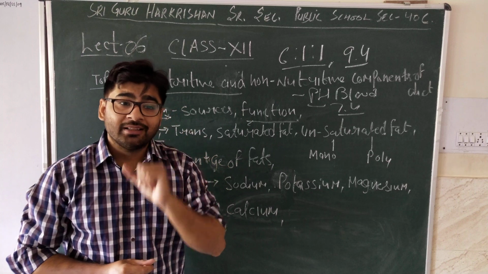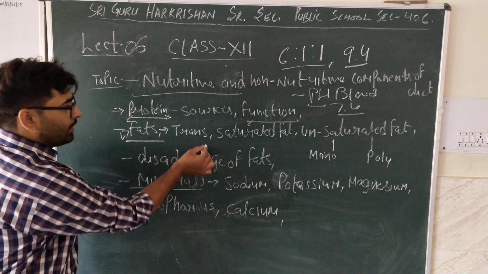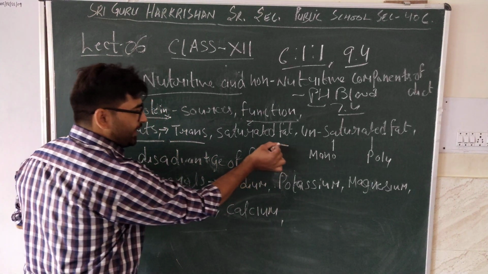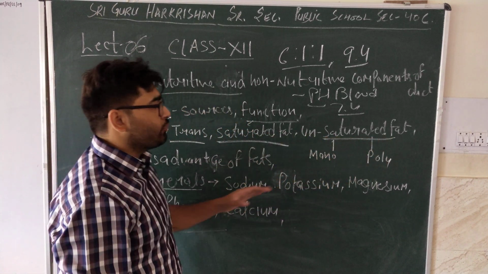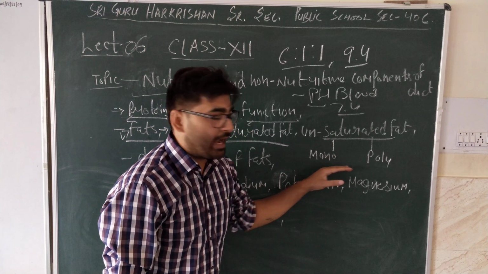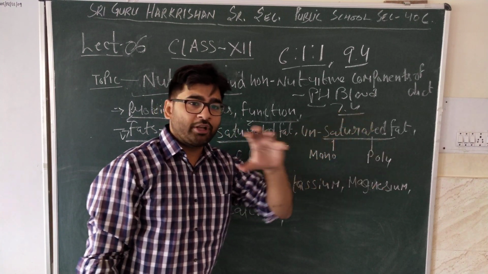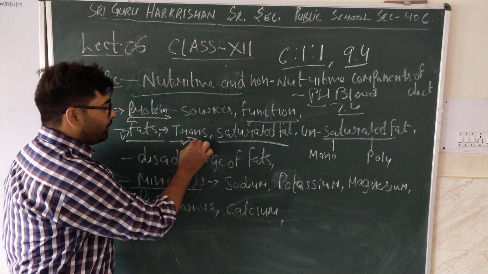Fats are mainly of three types. The first one is trans fat, the second one is saturated fat, and the last one is unsaturated fat. Under unsaturated fat, we discuss monounsaturated and polyunsaturated fat. Now we discuss the first one, trans fat.